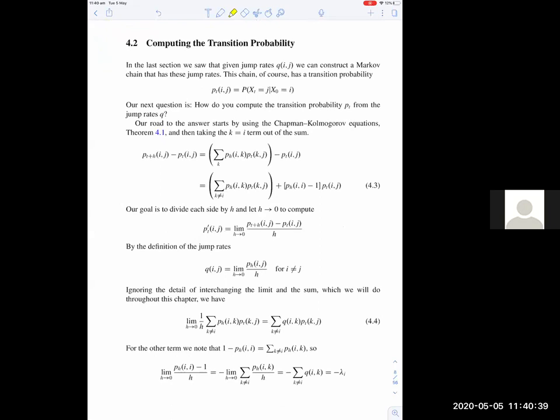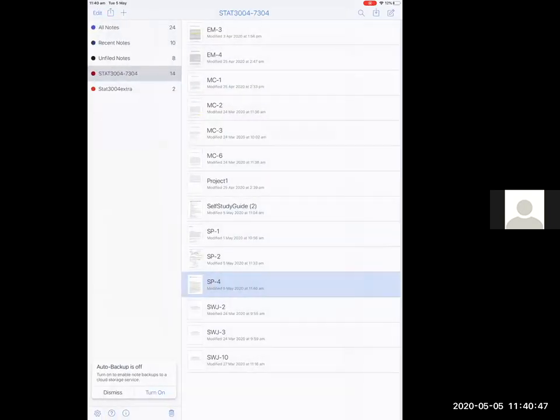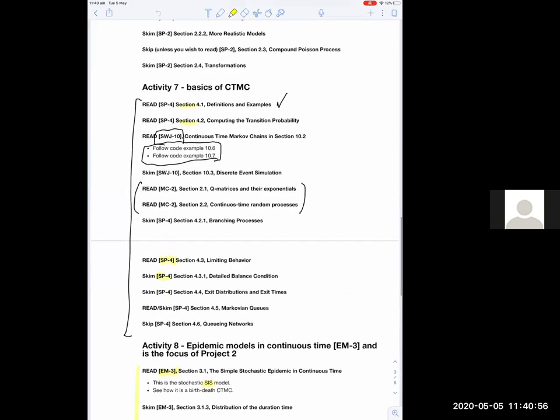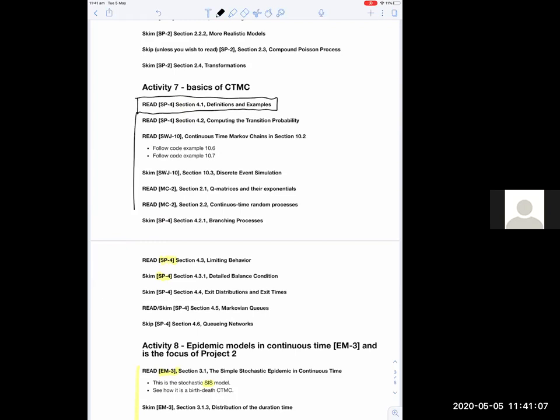All right. Now we're moving on to the next thing, which is computing the transition probability. At this point, because I want you to get going on the reading, let's look back at the self-study guide. I've given you an overview of section 4.1. Let me now try, in quick time, to overview this whole thing. Treat the remaining 10 minutes as an overview of this activity.